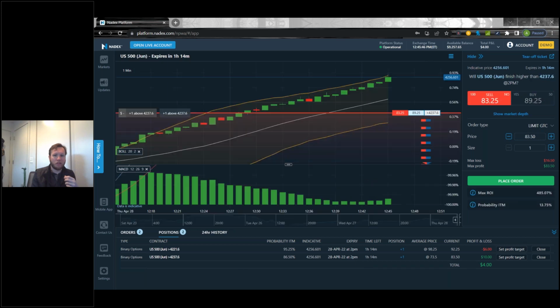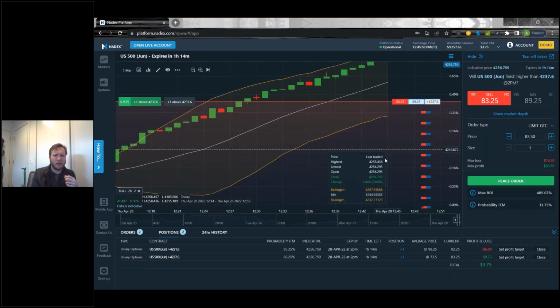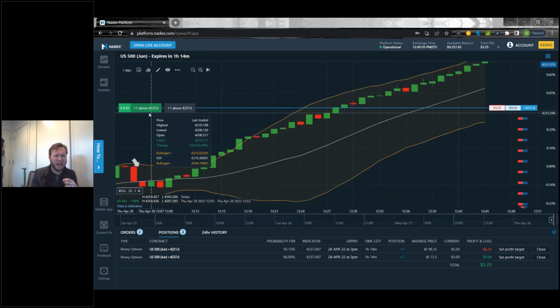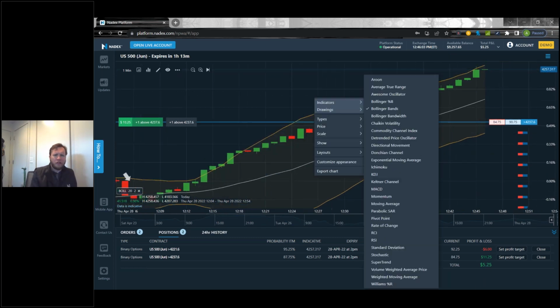Let's go back to our contract here. Okay, so this was our US 500 contract, and actually this market's still going up, and I'm making some money here. So that's fairly nice. So that's going to be the layouts.